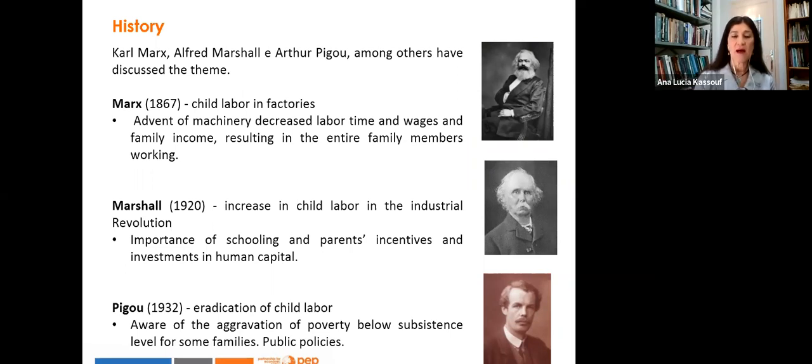Marshall in 1920 also talked about child labor in the Industrial Revolution and showed how much the problem increased at this time. Interestingly, he showed the importance of investing in human capital and how schooling and parents' incentives were important for children and their development. Pigou in 1932 talked about the eradication of child labor, but at the same time he was aware of the problem of aggravating poverty for families below subsistence level, and he always defended public social policies to help poor families.